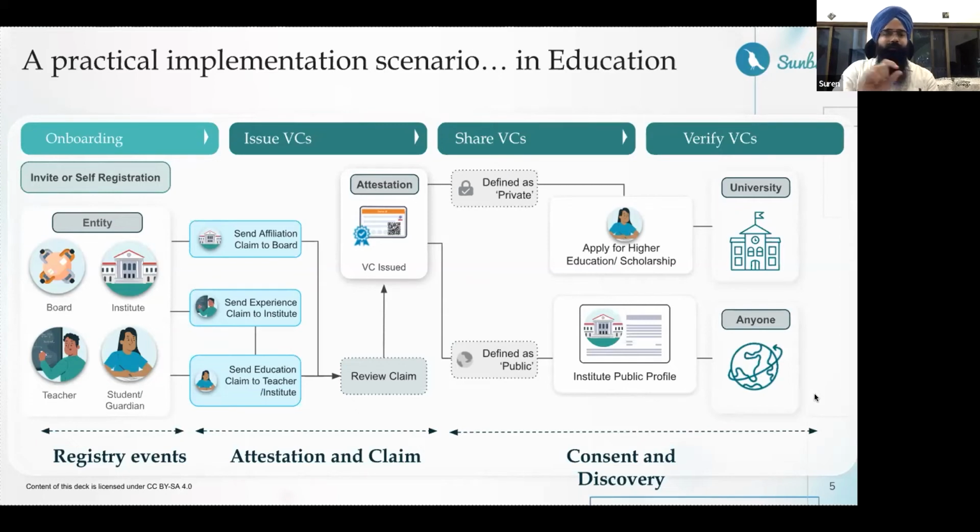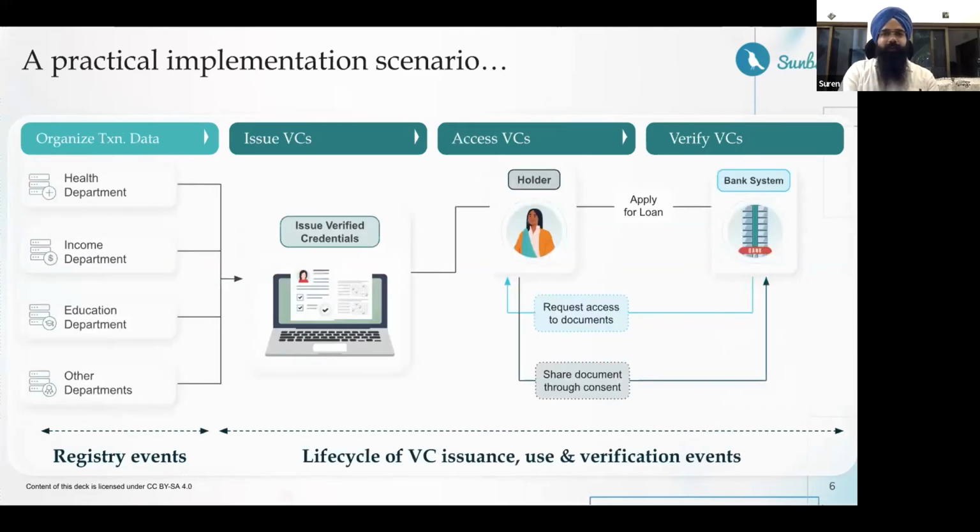I'll pause here to give you a few seconds to note down any thoughts which are coming to your mind before I go to the next one. Right. Let's see one more scenario.